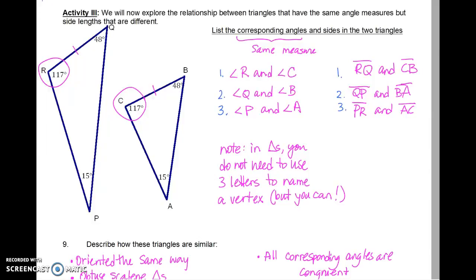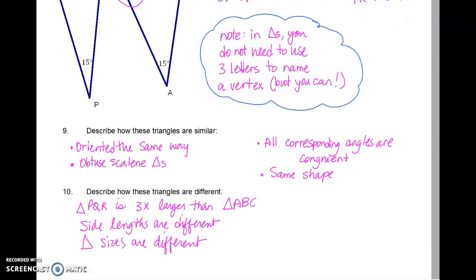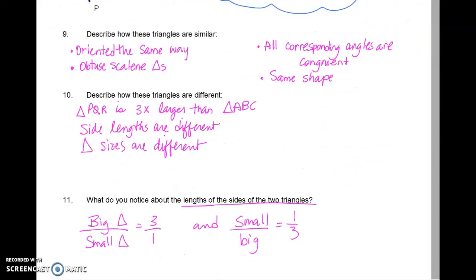Okay, with 2 minutes to go, I can't talk as much as I'd like, but feel free to pause the video wherever and how often, I don't care. I want you to pay attention to this note. In triangles, you do not need to use 3 letters to name a vertex, but of course you can. Not a problem. This idea of similarity and the idea of scaling, which is what we talk about in number 11, scaling up and scaling down. Scaling just means to enlarge or to reduce, which is what section 6.2 is about, so that's kind of a heads up for the future. Pause this as much as you need to. I think I showed you the pages sufficiently. Go back if you need to.